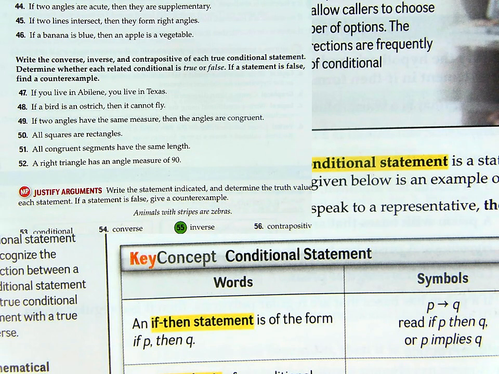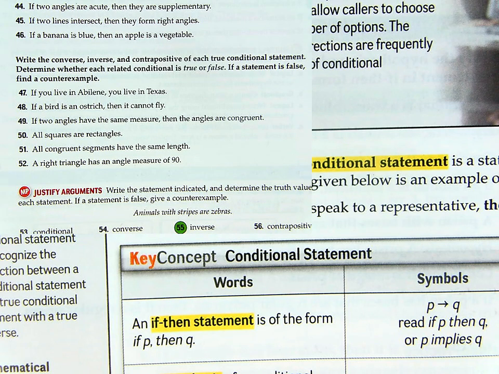If you don't live in Abilene, then you don't live in Texas. Is that true or false for us? False. We do live in Texas, but we don't live in Abilene. Wait, I thought it says if you don't live in Texas. No, you have to flip them. But remember the hypothesis. You have to flip them.